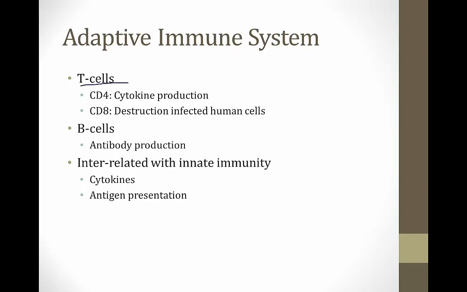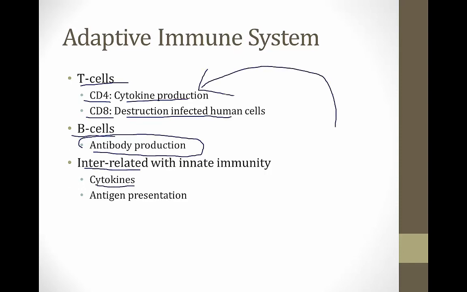There are the T cells, which include the CD4 subset, which produces cytokines, and the CD8 subset, which is important for destruction of infected human cells. We will also talk about B cells in another module, and B cells are what produce antibodies. But for our purposes here, just remember that the adaptive and innate systems are interrelated. So the cytokines from the innate system activate these cells in the adaptive system and vice versa. And then the innate immune system, especially macrophages, will present antigen to T cells to activate the adaptive immune system.